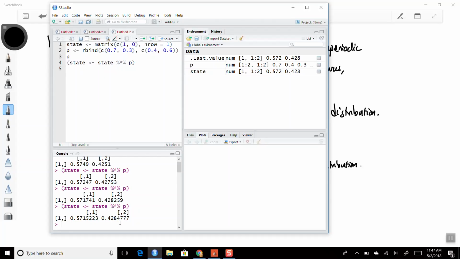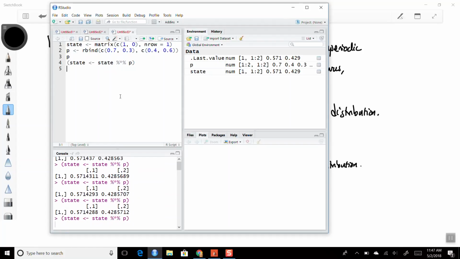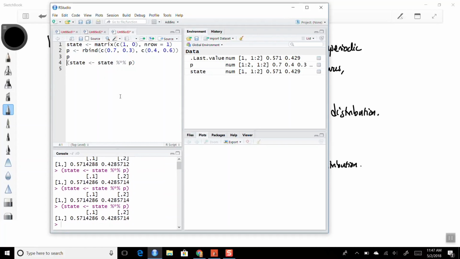We can keep applying, and we see that the amount it changes is a little bit less and a little bit less each time, until I keep multiplying and we see that at this point it seems like things don't change much, right? It goes to 0.5714286, 0.5714286, and once I reach this state, applying the transition matrix P doesn't affect anything, okay?